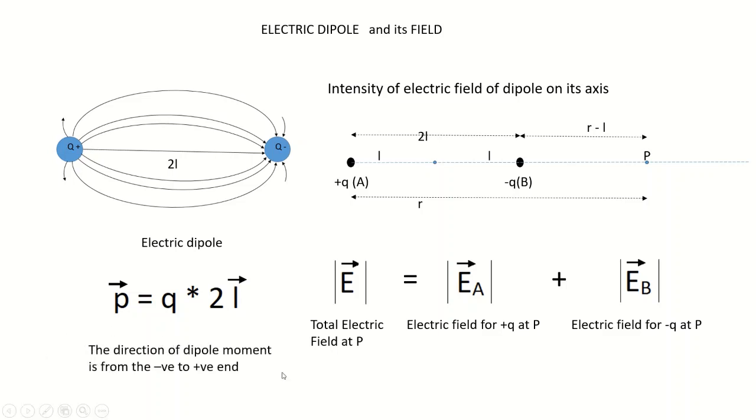There is one more statement that has to be mentioned. The direction of dipole moment is from negative to positive end. The dipole vector has been directed from negative end to positive end, which is obviously opposite to the direction of electric field, because electric field generates from the positive end and ends at the negative end, and the dipole has a direction opposite to the direction of electric field.